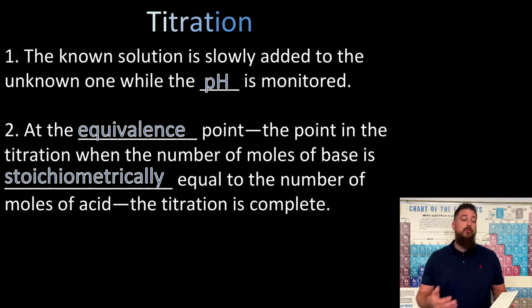Now, at the equivalence point, which is the point in the titration when the number of moles of base is stoichiometrically equal to the number of moles of acid, that's when the titration is completed. What that's saying is when you've added enough moles of your titrant to react completely with your analyte.